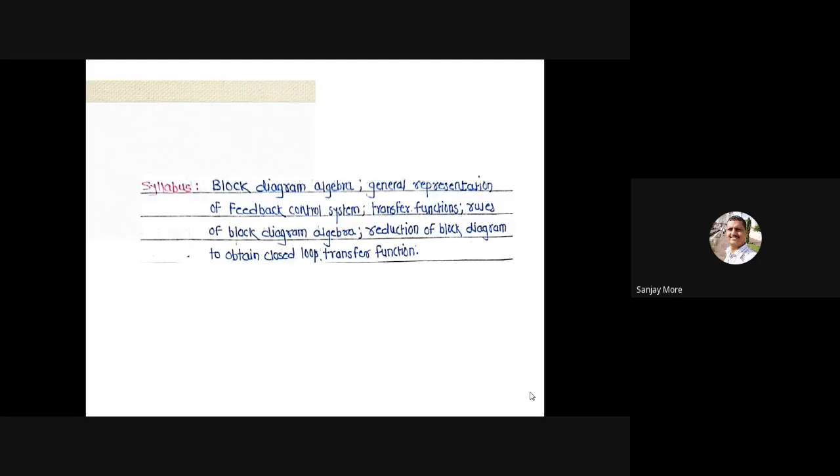In yesterday's lecture, we started block diagram representation. The syllabus is block diagram algebra, general representation of feedback control system, transfer function, and rules of block diagram algebra. So total 8 rules are there. Reduction of block diagram: in that, 6 rules were completed in yesterday's lecture. 2 rules are remaining.